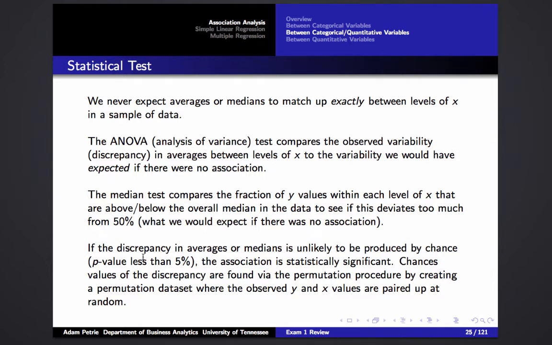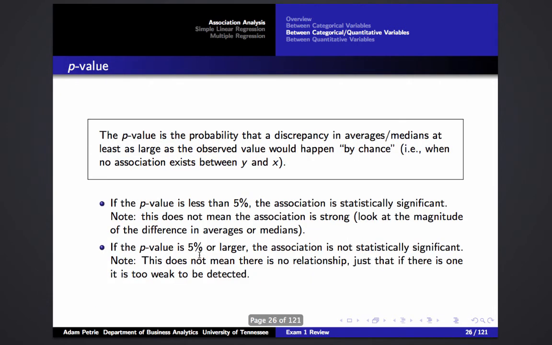So once the test is performed, once we've measured what we need to measure, and once we've figured out what kinds of values we would expect to see by chance, we measure the p-value of the association, basically the probability that chance alone could give you a discrepancy in averages or discrepancy in medians at least as big as what you collected in your data. So how do we know what values of the discrepancy can be found by chance? Well, we run that permutation procedure by randomly pairing together x and y values and seeing what the discrepancy in averages or discrepancy in medians actually are.